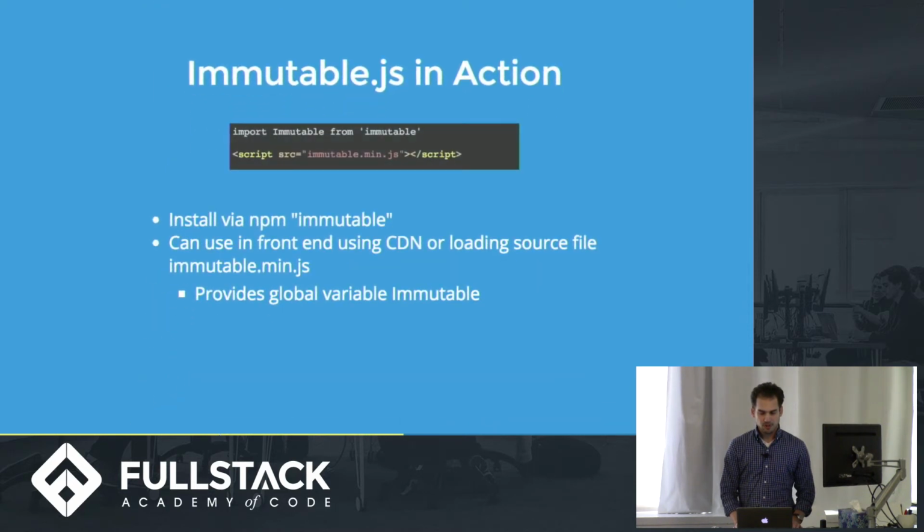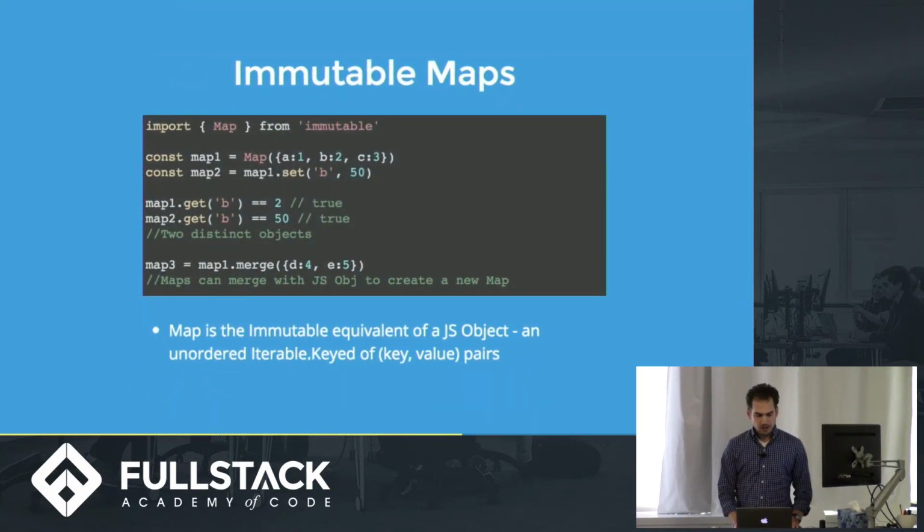So let's do a little Immutable.js in action. It's very simple to bring into your application. You just npm install it and import immutable from immutable, or you can also just add a script tag and use a CDN or load it in using your script tag. So now we'll just do a little bit of a demo.